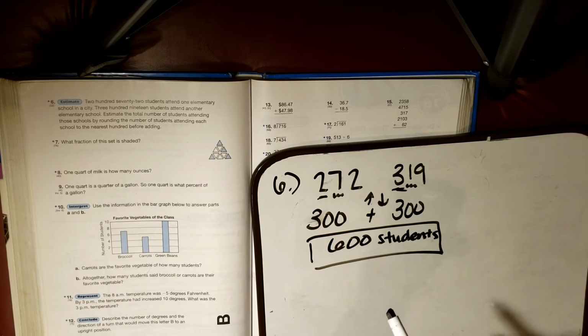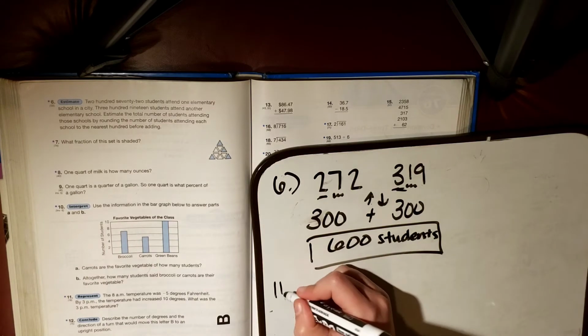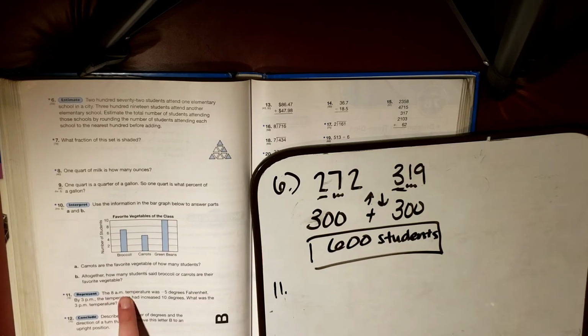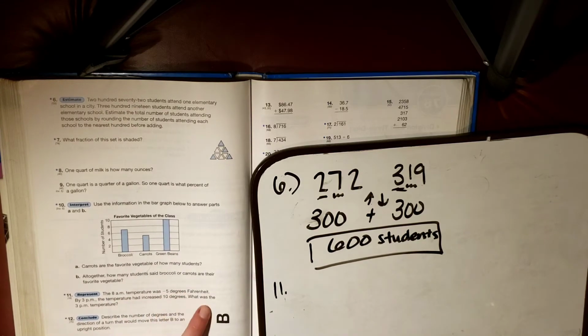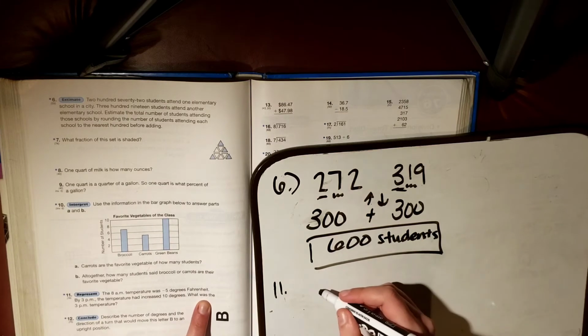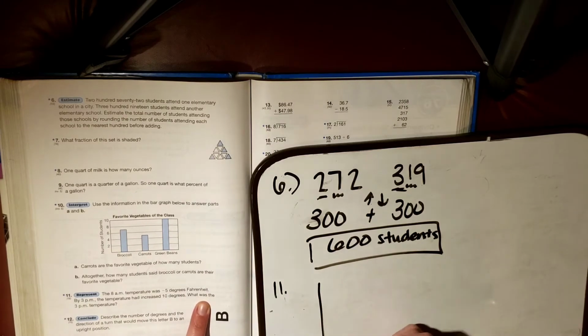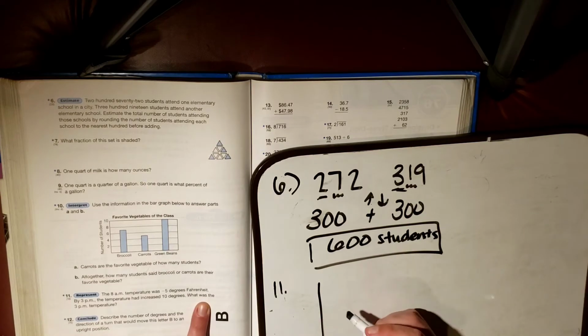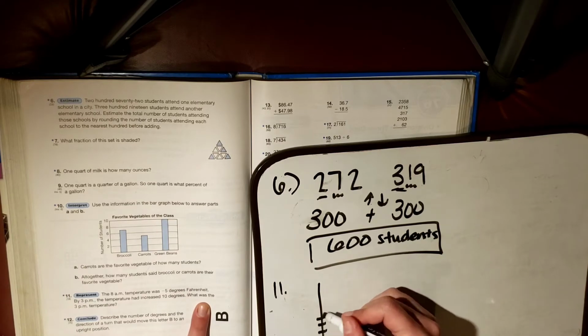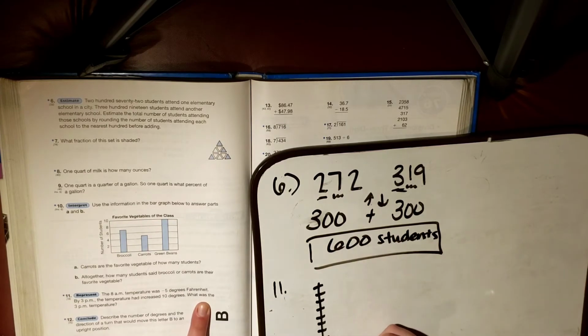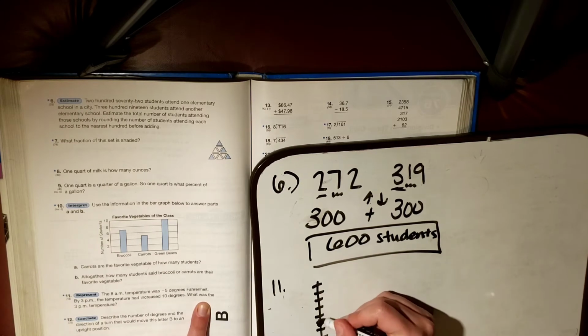Alrighty. Well, let's do number 11, which is down here. This says the 8 a.m. temperature was negative 5 degrees Fahrenheit. So I'm just going to draw kind of a thermometer here that's very similar to our number line. And we're just going to put this as negative 5 there. And so that would mean this is negative 4, negative 3, negative 2, negative 1. This is 0.